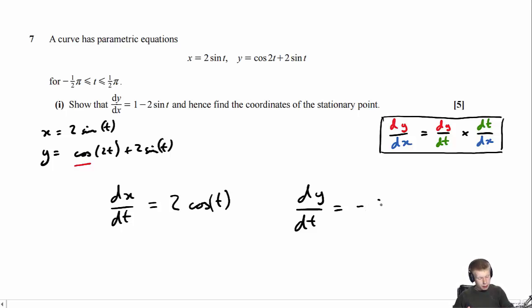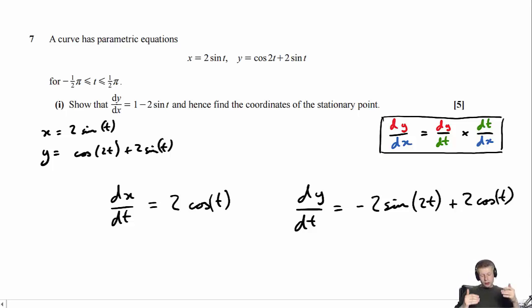Okay, I'm going to actually write that like cos goes to minus sine, and I leave the inside alone, so I leave the 2t alone. Okay, and then I differentiate the inside. So what is the derivative of 2t? Well, are you happy? It's just going to be 2, okay? So the derivative of cos 2t is going to be minus 2 sine 2t, okay? And then plus the derivative of 2 sine t. Well, if you notice, I just differentiated that up here, so it should just be plus 2 cos t. Okay, so I've got dx by dt and I've got dy by dt.